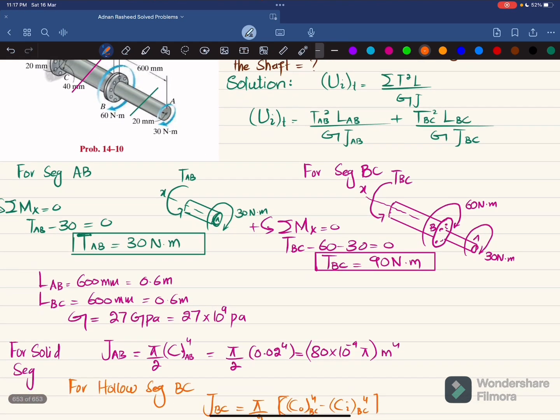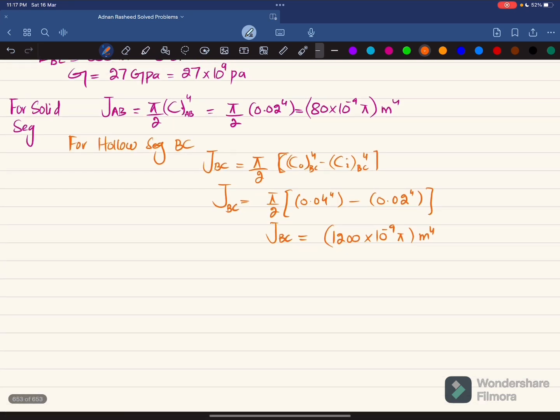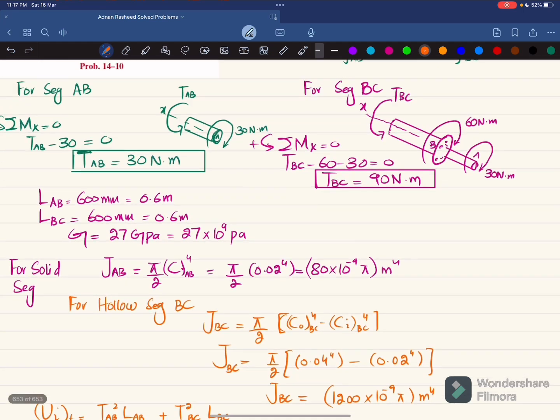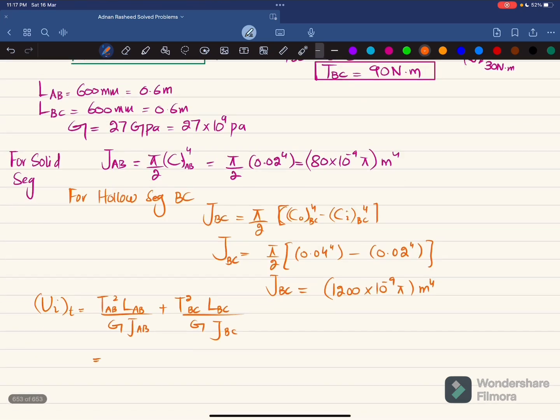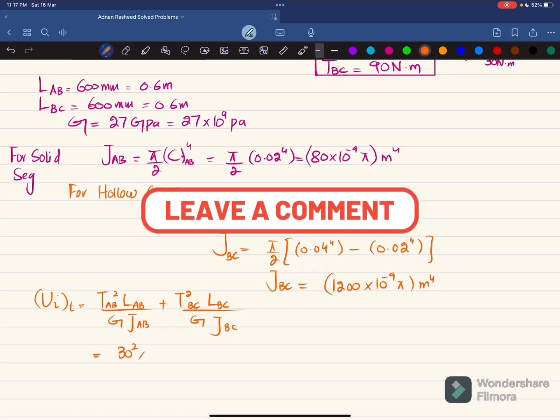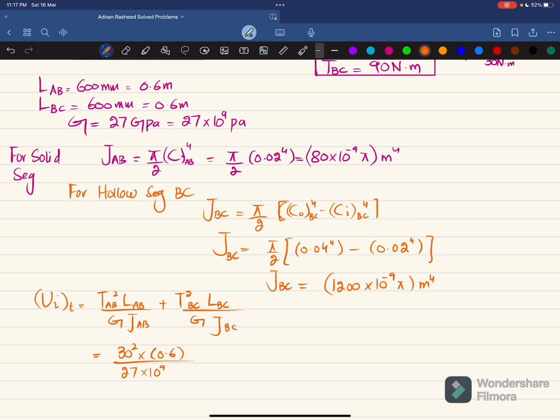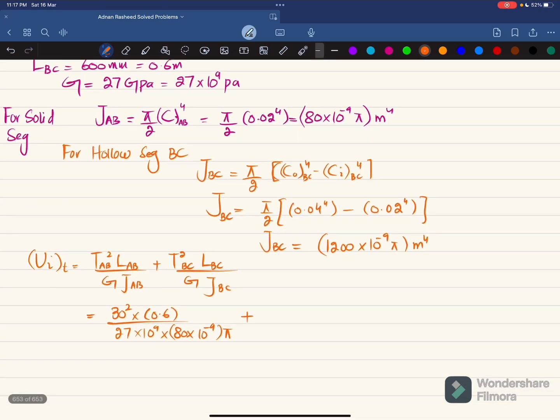When you have all these values, you can put them in this formula, which was strain energy due to torsion equal to T_AB squared times L_AB divided by G J_AB plus T_BC squared times L_BC divided by G J_BC. So put in the values: T_AB is 30 Newton meter. So 30 squared times length 0.6, divided by G, which is 27 gigapascal, and J, which is 80 times 10 to the power minus 9 times pi, plus T_BC, which you can see is 90.